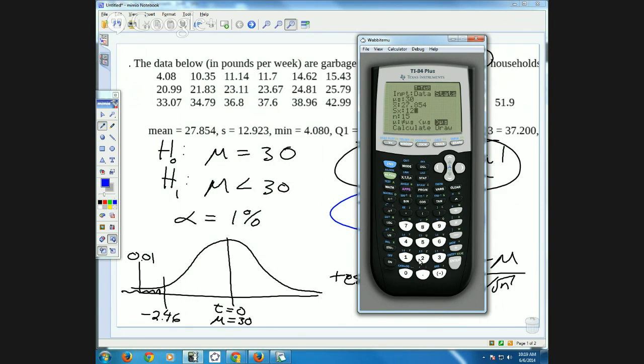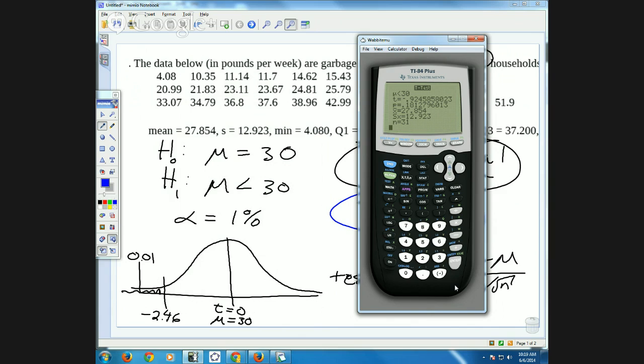And my S is 12.923. How many people do I have, or households? I have 31. That matters. And I am doing a left tail less than. And we're going to calculate that. Okay, so I get a t-score of negative 0.9-ish. I get a p-value of 18%.